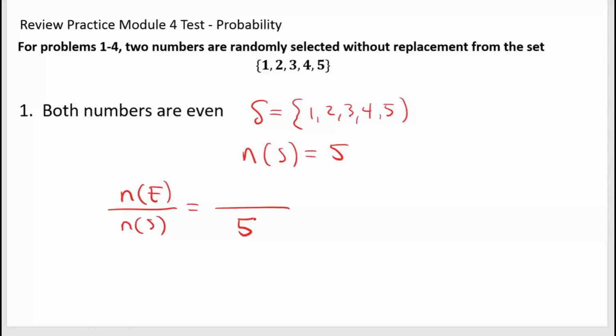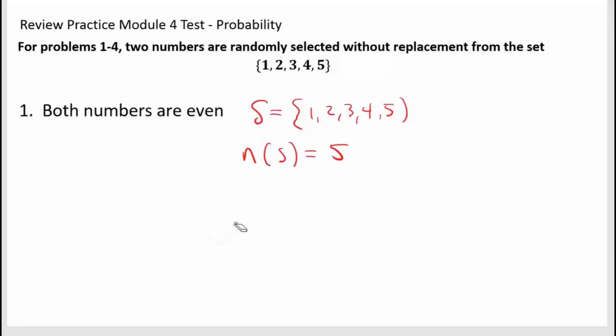But the problem is we're selecting two numbers randomly. So not just one number, but two numbers. So if we're selecting two numbers, then our sample space is not going to be 5 because we're selecting 2 at a time, right? So it would be the event out of 5 if we were just selecting one thing. But since we're selecting two things, it makes it slightly more complicated. So let's think about this. How could we do that?